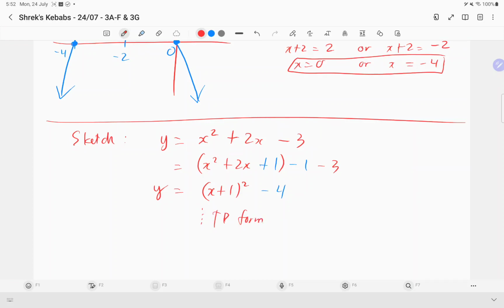This is called turning point form sketching. Chapter 3E is about turning something from the standard form, the general or expanded form, into the turning point form. This is the turning point form. Once you've got the turning point form, you already know what to do. There are a few other things that you can do.